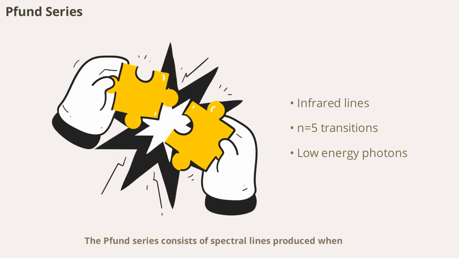The Pfund series consists of spectral lines produced when electrons fall to the fifth energy level in hydrogen atoms. These lines are found even further into the infrared region and represent transitions with even lower energy. The existence of the Pfund series, along with the other series, demonstrates the consistency and accuracy of Bohr's model in predicting atomic spectra across a wide range of energies.